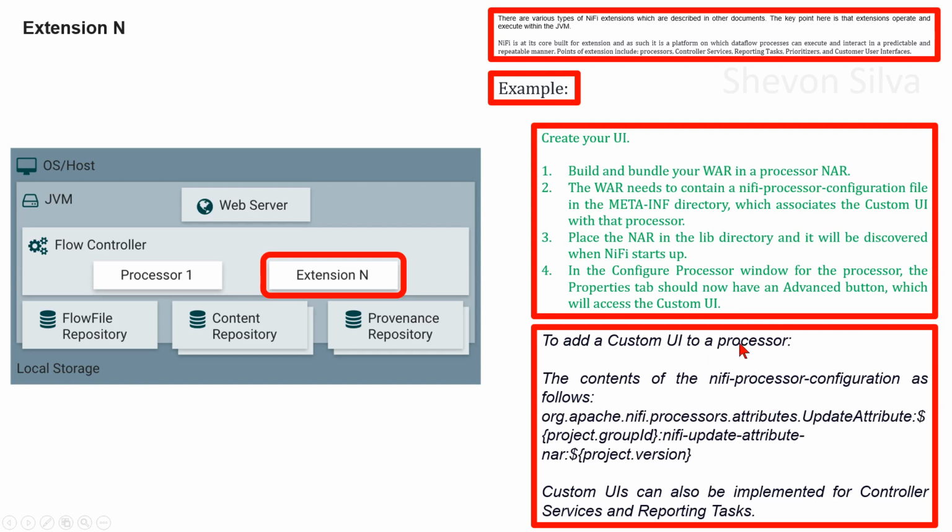To add a custom UI to a processor, the content of the nifi-processor-configuration should be as follows: Apache NiFi, org.apache.nifi.processors.attributes.UpdateAttribute, and then project.groupId, nifi-update-attribute-nar, and again you have to give the project.version information.